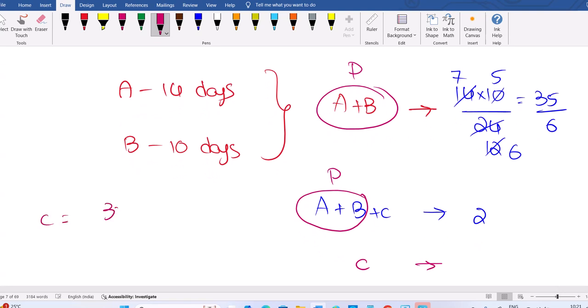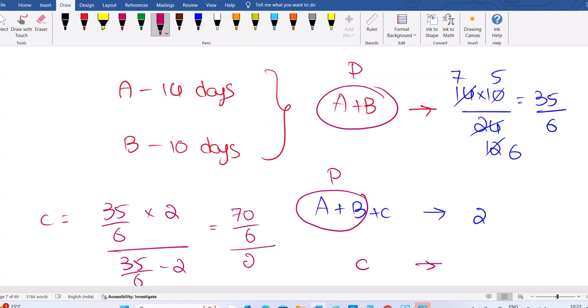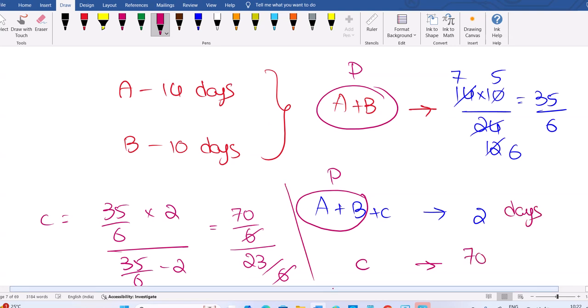If together is given, calculating alone is product divided by difference. 35 by 6 into 2, product divided by difference. We have to take the difference. So the numerator is 70 by 6. Denominator is 35 minus 12, 23 by 6. 6 cancels. C alone is 70 upon 23 days. That's it, dear. So we got the same answer already.